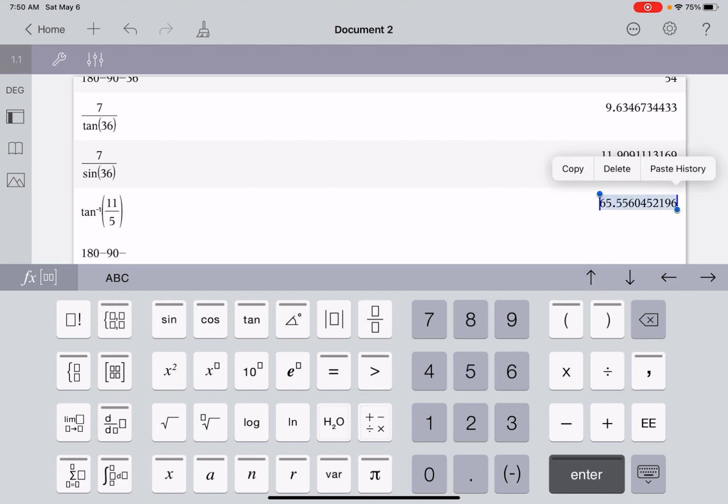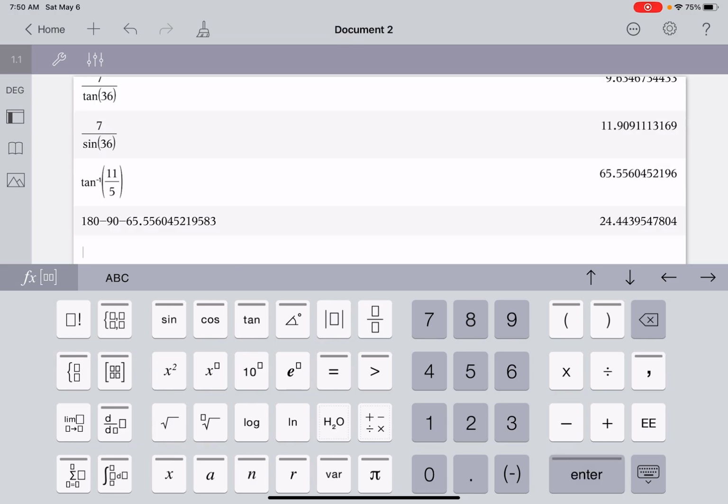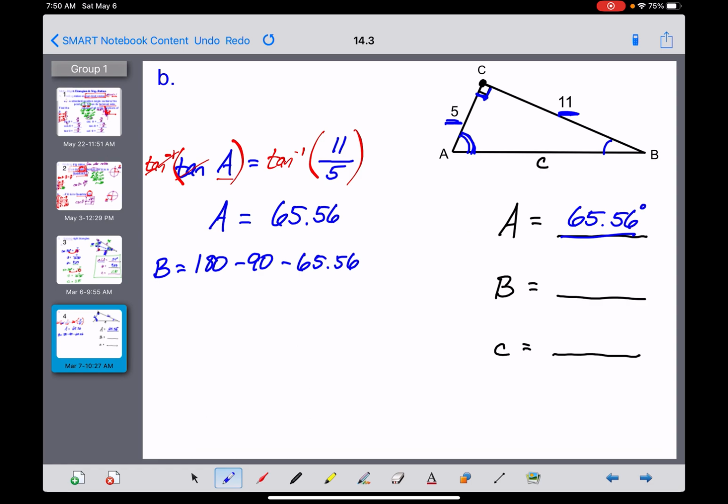You could also hit the up arrow and hit enter right there, and that'll work too. And we got 24.44 for angle B. All right, so I guess I don't need to write that here because I'm about to write it here, but there you go.